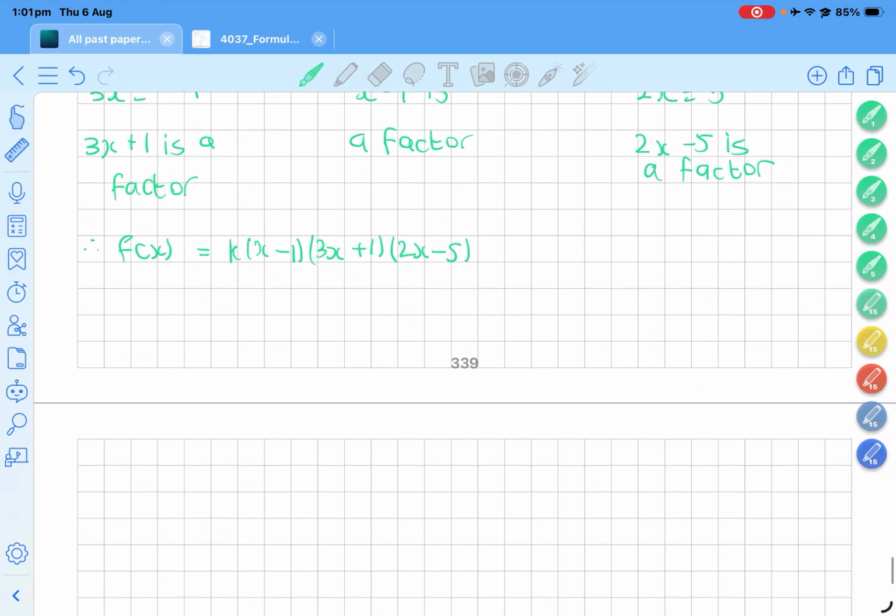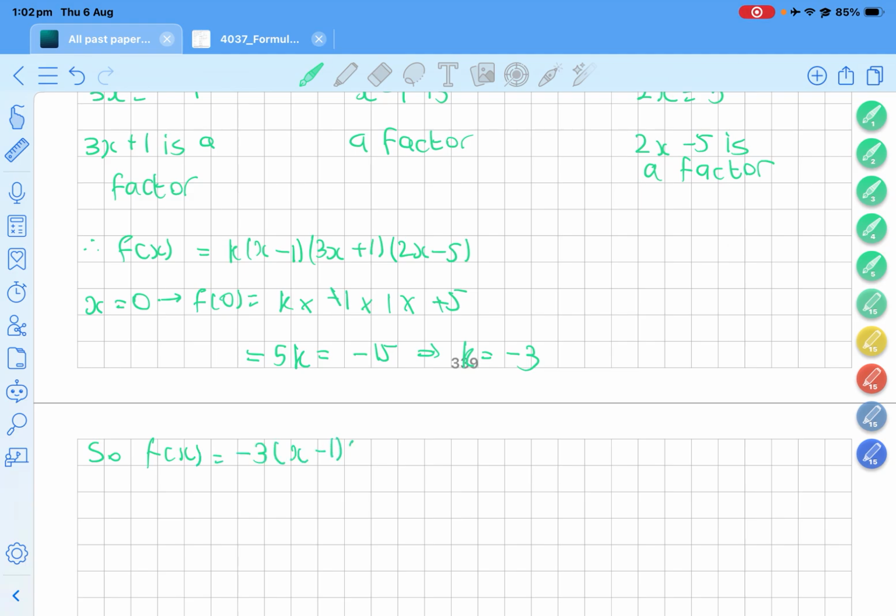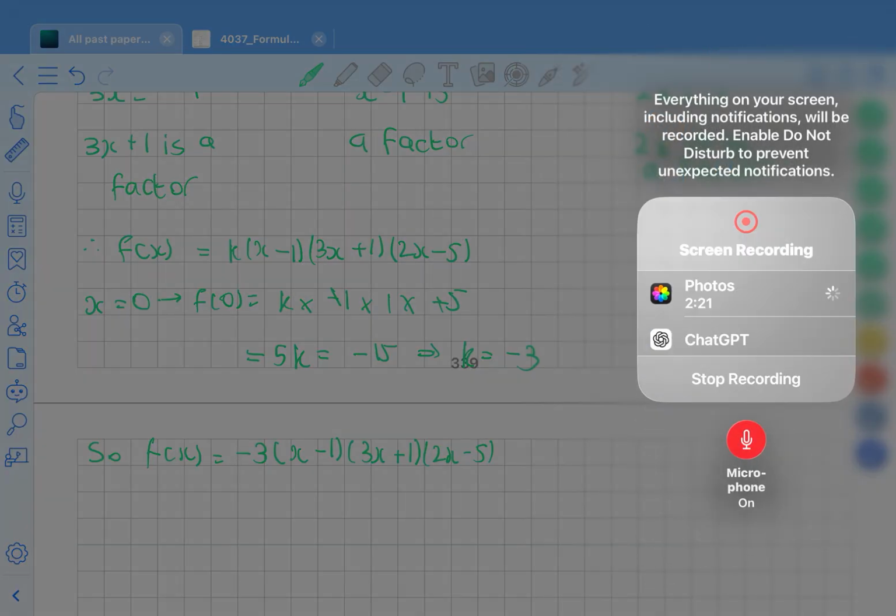If I substitute in x equals 0, f of 0 will be k into minus 1 into 1 into minus 5. What does that equal? That equals 5k, and 5k is currently minus 15. Therefore k must equal minus 3. So f of x equals minus 3 into x minus 1 into 3x plus 1 into 2x minus 5. Let me just check something. Yeah, max 1.